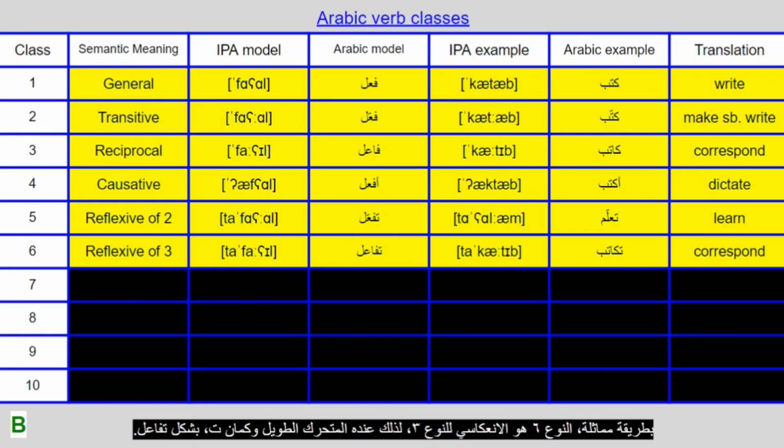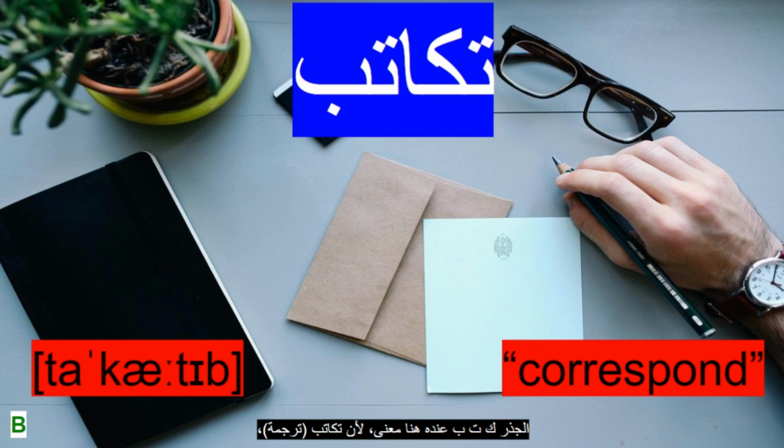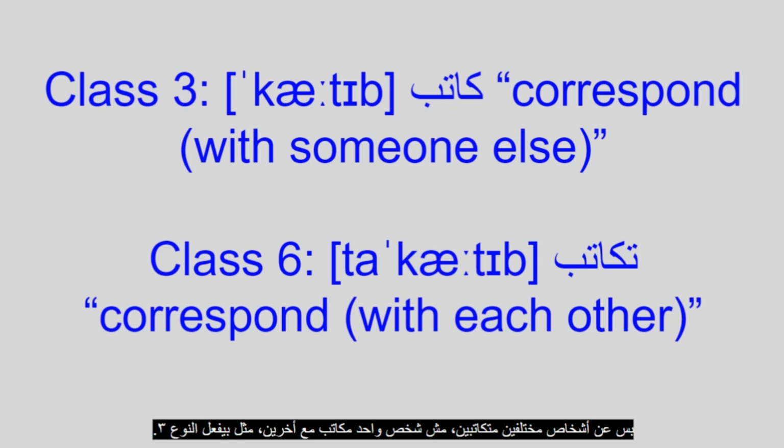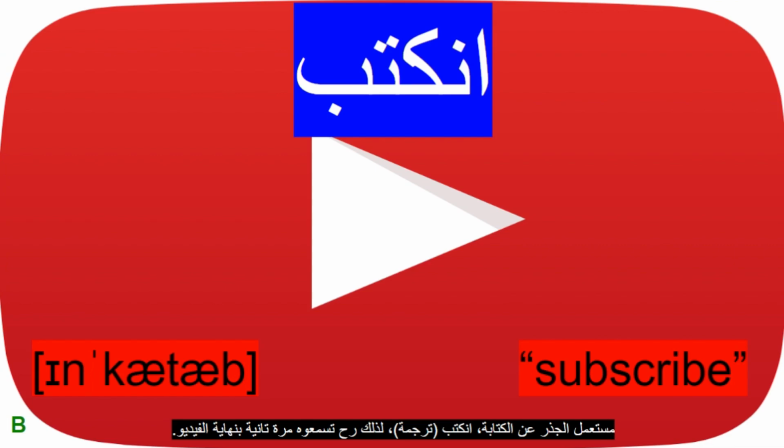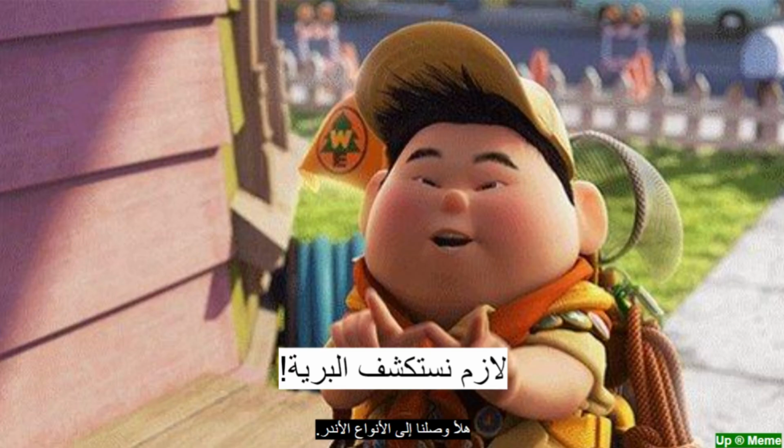Likewise, class 6 is the reflexive of class 3, so it has the long vowel and the ta, taking the form of tafaa'al. The kafta ba root does have a meaning here, as takaatab means correspond, but when you're talking about multiple people corresponding with each other, not one person corresponding with others like class 3 does. Class 7 is sort of a soft reflexive, sometimes described as passive, and it's recognized by having a nun as it's the infa'al form. Using the root about writing, inkatab means subscribe, so you'll hear it again at the end of this video. Now we're on to the more niche classes.